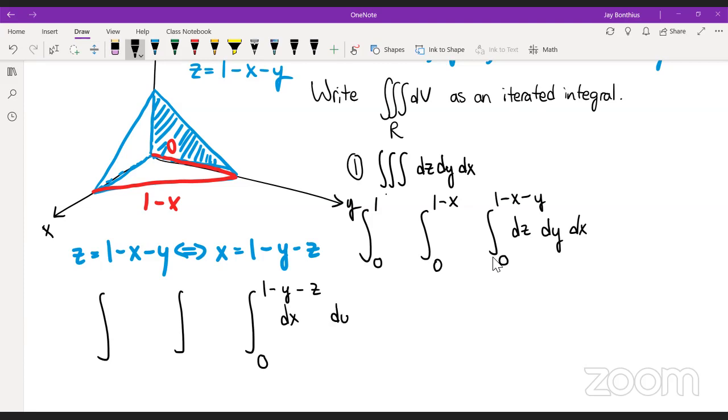Now let's do dy. So now we do the lower bound on y in terms of the remaining variables, which is z. So the lower bound on y is just 0. And the upper bound on y in terms of z is given by this curve in that yz plane. And that is y equals 1 minus z, or z equals 1 minus y. So that's 1 minus z. And lastly, we go from 0 to 1.